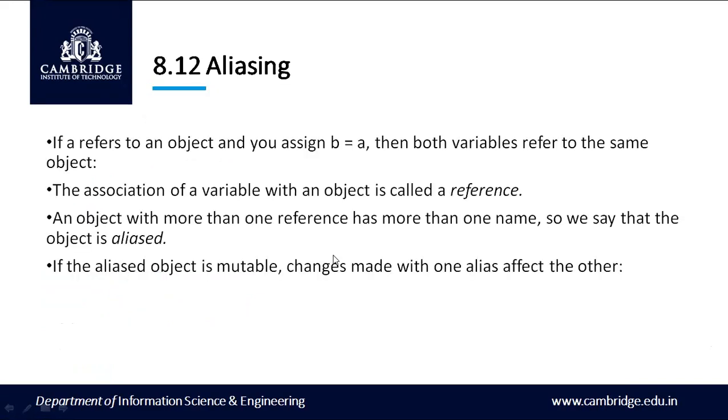And the next topic is aliasing. Aliasing is nothing but a different name given, which has more than one reference, more than one name. If it refers to an object and you assign B is equal to A, then both variables refer to the same object. The association of a variable with an object is called a reference. An object with more than one reference has more than one name, so we say that the object is aliased. If the aliased object is mutable, changes made with one alias affect the other.